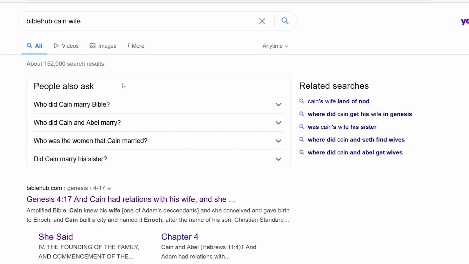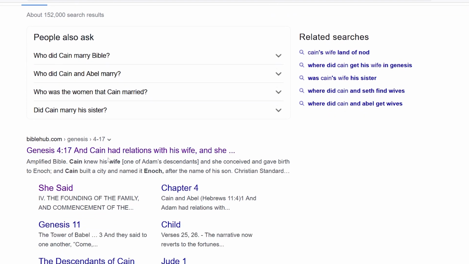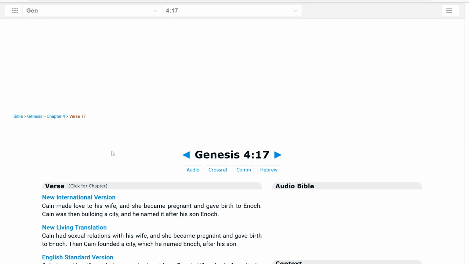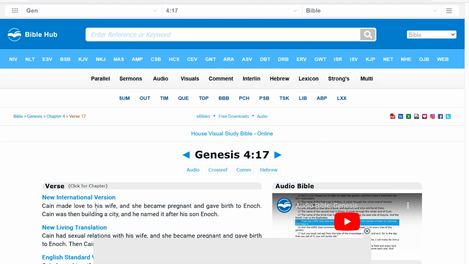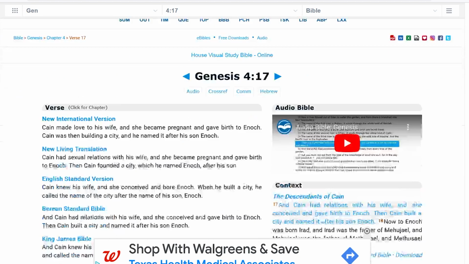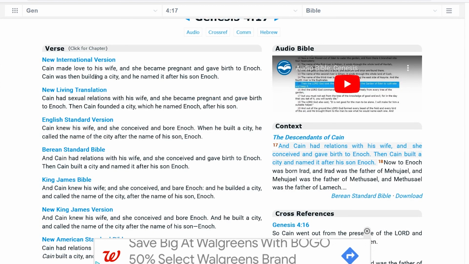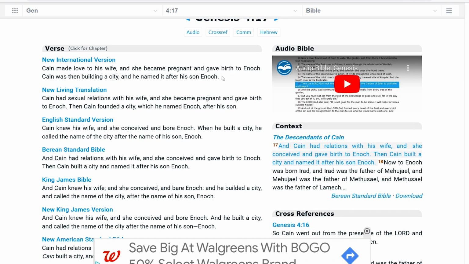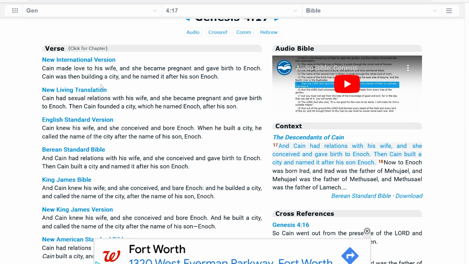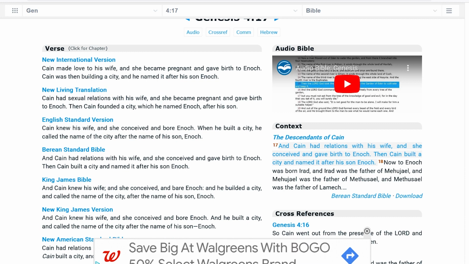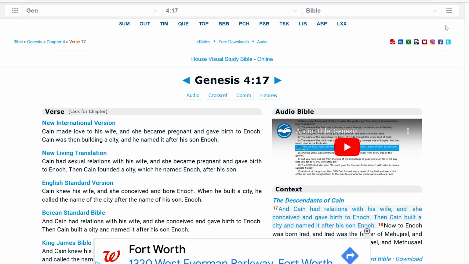All right, let me jump into another story. Cain. And so you're like, okay, so what's going on with Cain? Go to Cain. Let me see what I got here. Genesis 4:17. Cain made love to his wife, and she became pregnant, gave birth to Enoch. Cain was then building a city, and he named it after his son Enoch. And you're like, Cain, where did you find his wife? Remember, Adam and Eve got kicked out.